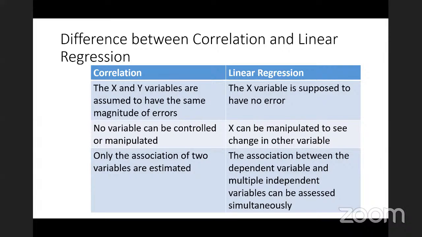In correlation coefficients, no variable can be controlled or manipulated. For linear regression, you can have different values of x. By experimental design, you can put in different subjects having different predictor values to see how that affects the y variable, the predicted or dependent variable. In linear regression, you can check the association between one dependent variable and multiple predictors simultaneously, and the predictors can be continuous, categorical, or ordered categorical. So for checking out simple association, linear regression holds multiple advantages over a simple correlation analysis.